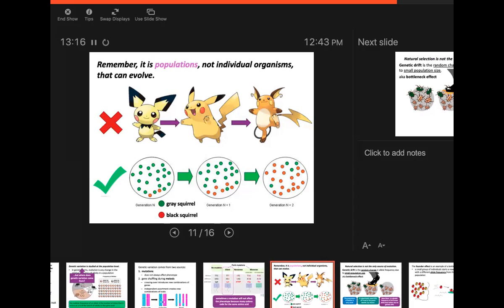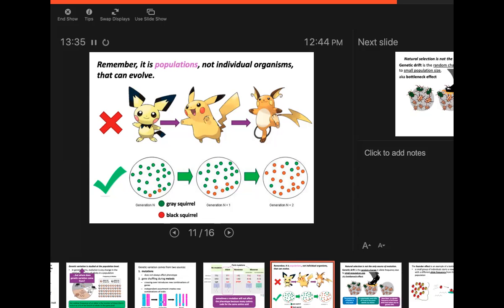So once again, remember that it's populations that evolve, not individuals. Sometimes you will see this, sometimes you won't, but this is super important to know. So these guys, they don't evolve, but together they can.